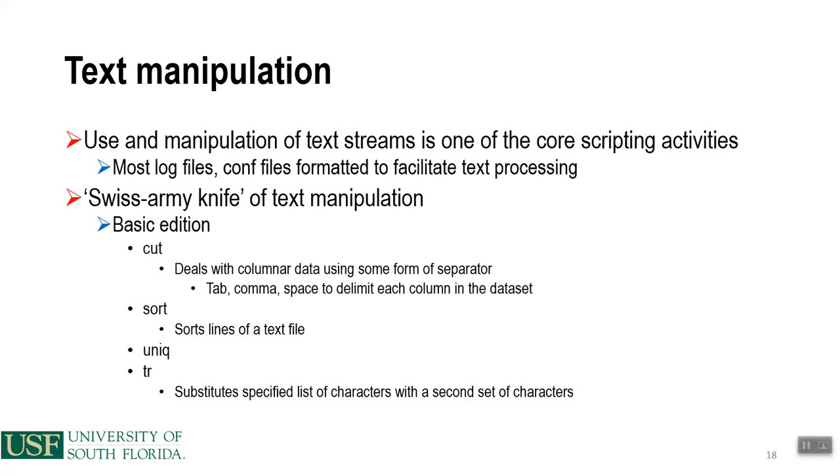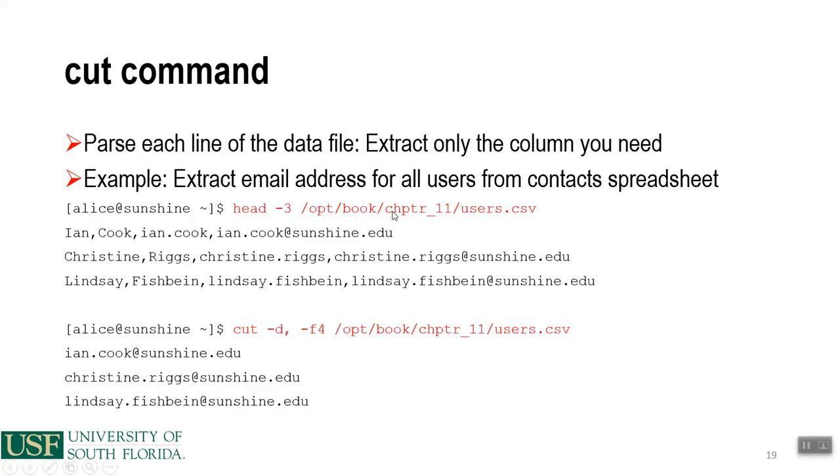Now, the basic tasks that we're going to be looking at are cut, sort, unique, and tr. So cut deals with columnar data with some form of separator, for example tabs, commas, spaces to delimit each column in the data set. Sort will sort the lines in a text file. Unique and tr are other types of manipulation techniques that you could use for text when you're sifting through large amounts of text files. So let's get into each one of them accordingly.